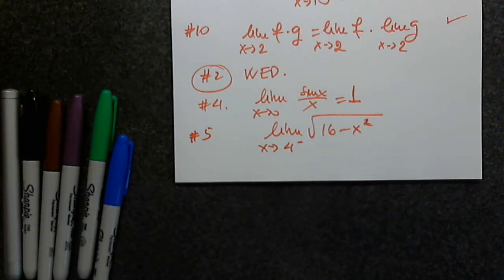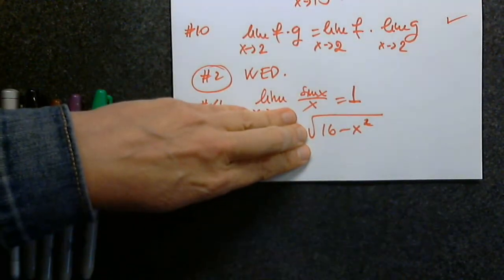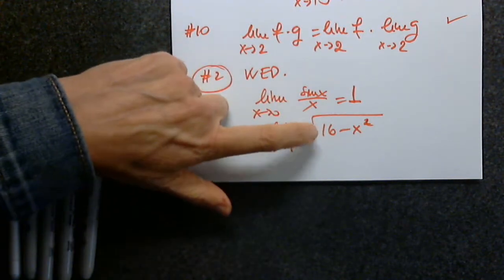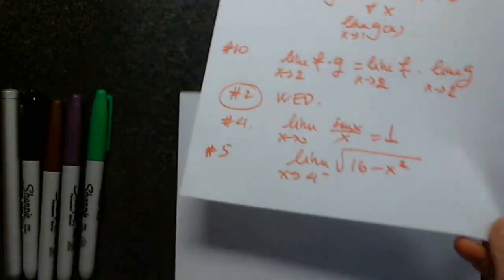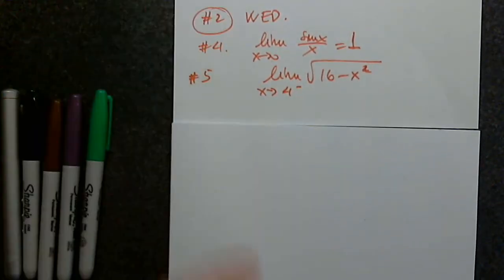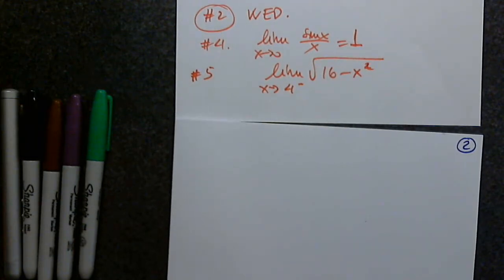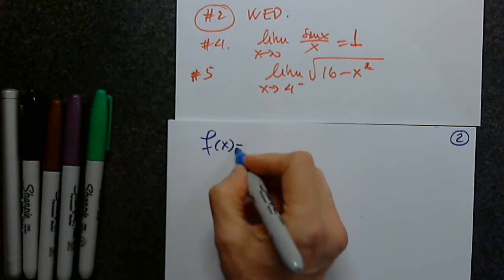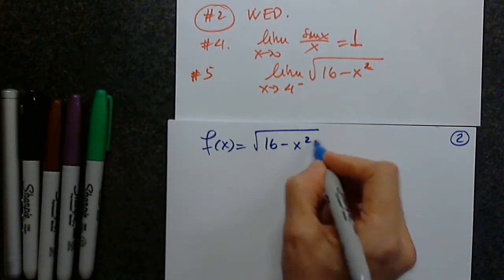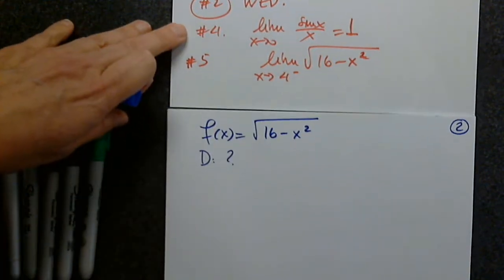So forget about the limit for a moment. Please tell me what I have to write in order to find the domain of this function. I have to write something in order to find the domain. What would you? I cannot get rid of the square root. But I have to write something that I have to solve to get the domain. So the function is f of x equals the square root of 16 minus x squared. In order to find the domain of this function, I have to write what?